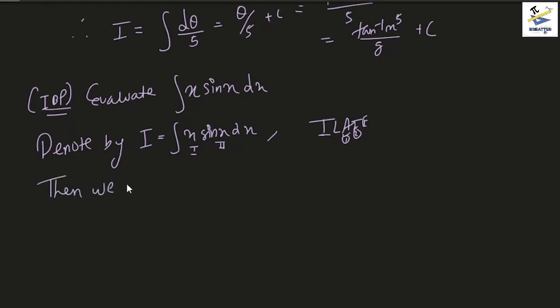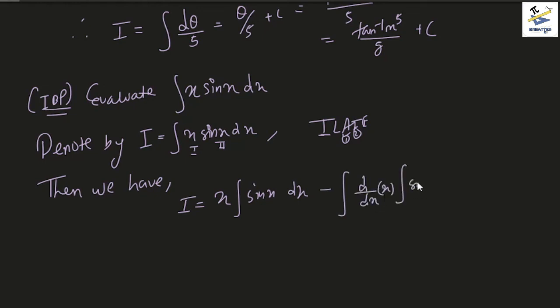Then we have I equals x into the integral of sin x dx, minus the derivative of x, which is d/dx of x, into the integral of sin x dx, and the whole thing is integrated dx here, right? Now the integral of sin x is minus cos x, so this is minus x cos x, minus d/dx of x, which is just 1, and the integral of sin x is again minus cos x, right?